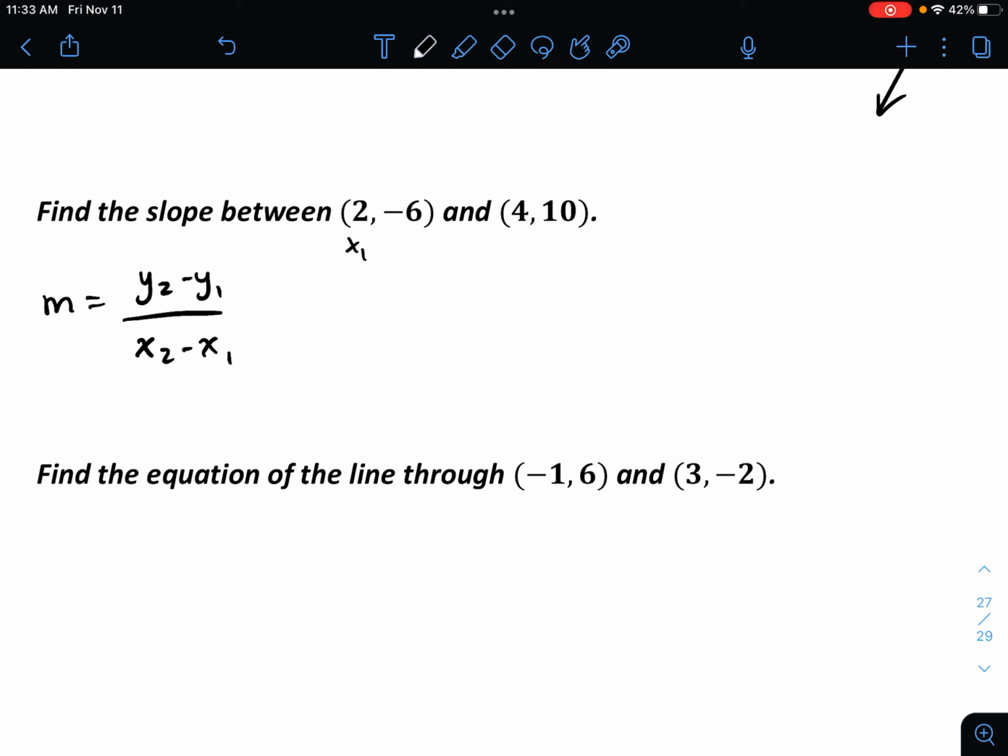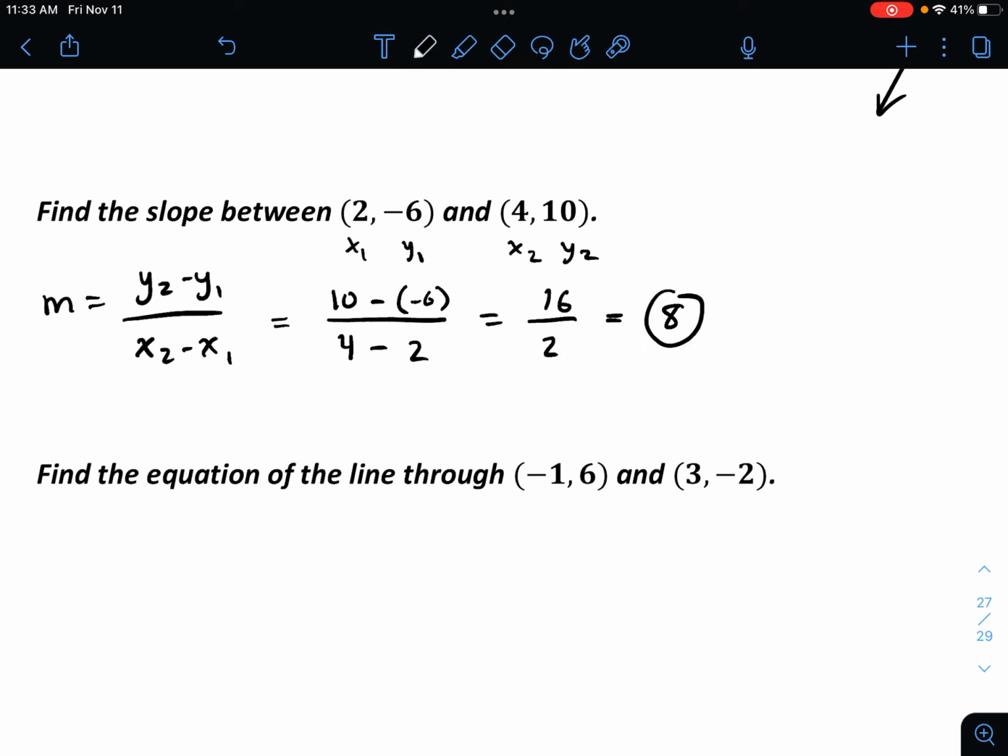So I'm going to label this. This is my first point, so I'm going to call it x1, y1. And my second point, I'm going to call x2, y2. If I just start plugging in these numbers, we take 10 minus y1, which is -6, so we're going to have a double negative here. x2 is 4 minus x1 is 2. So we end up with 16 over 2, which is just 8.